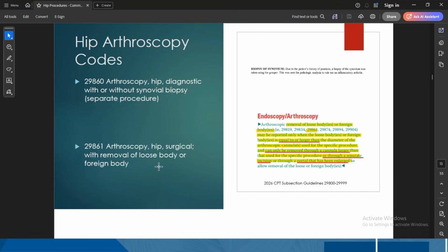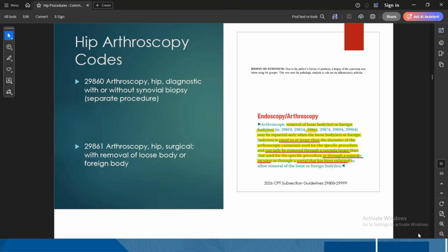Next we have 29861, arthroscopy hip surgical with removal of loose body or foreign body. Based on endoscopy or arthroscopy coding guidelines, if the foreign body is equal to or larger than the diameter of the arthroscopic cannula, and in order to remove that foreign body the physician uses a larger than standard cannula size, or performs a separate incision, you need to code it separately. If the foreign body size is less than the cannula size, you don't need to code loose body removal separately.